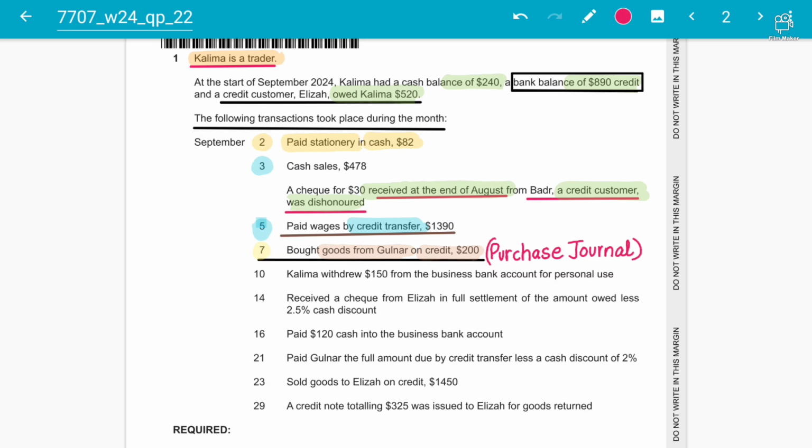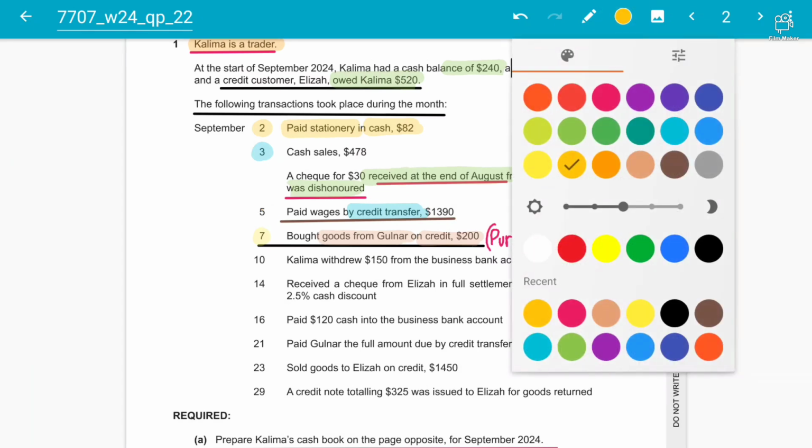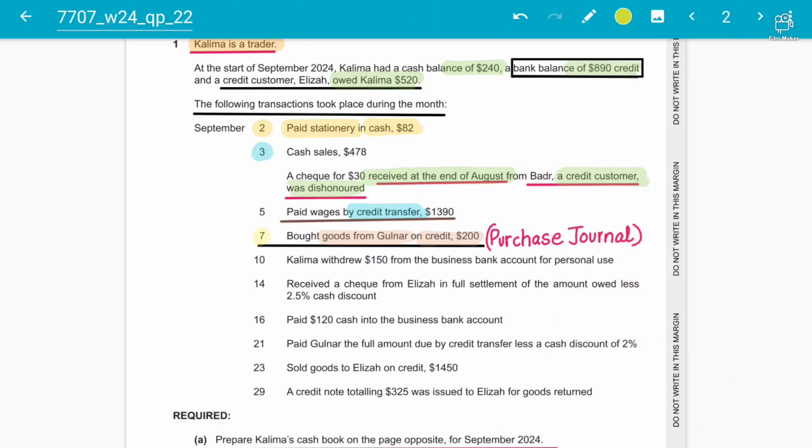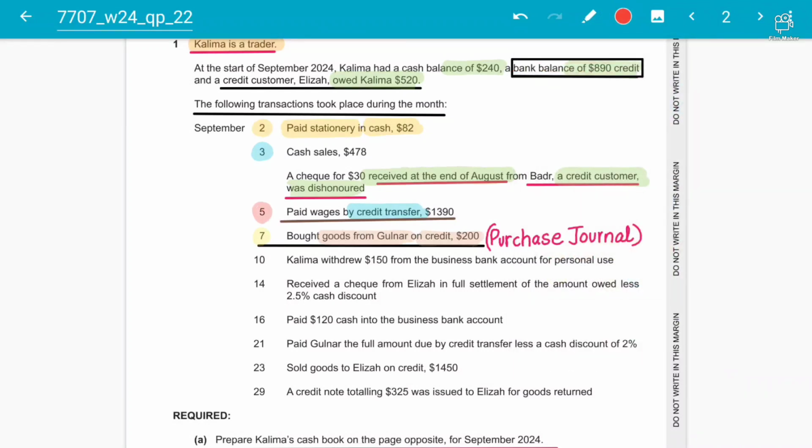The book of prime entry that will record the September number 7 transaction, students, will be the purchase journal, because when we buy goods on credit, it will never come in the cash book, it will always go in the purchases journal. So up till now we have done the first 4 transactions, in which one of them is not going to be recorded in the cash book. So students have to be very careful and smart about it in the exam, as the examiner tries to test students' concepts and knowledge as well. So make sure the September number 7th transaction doesn't go in the cash book.